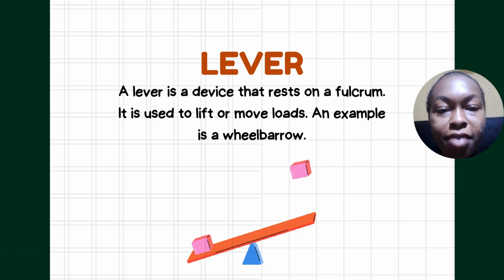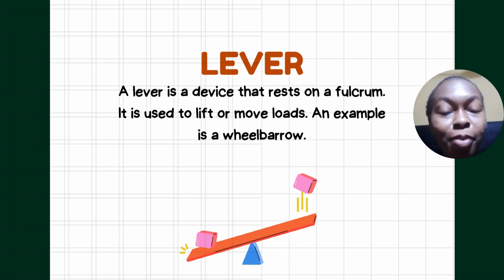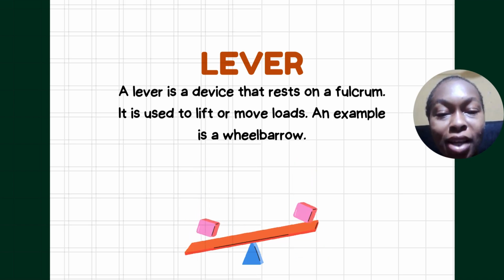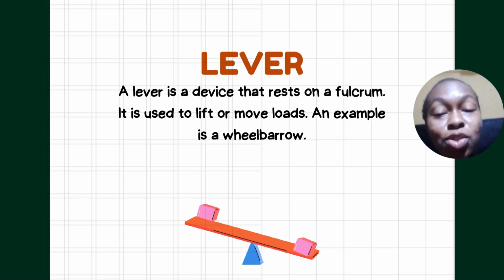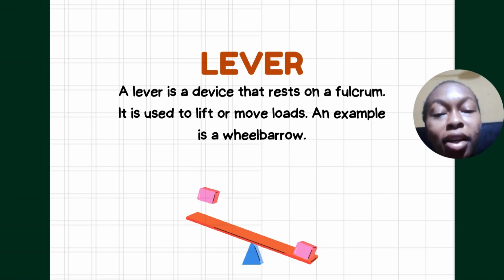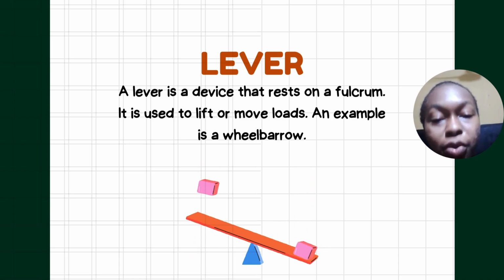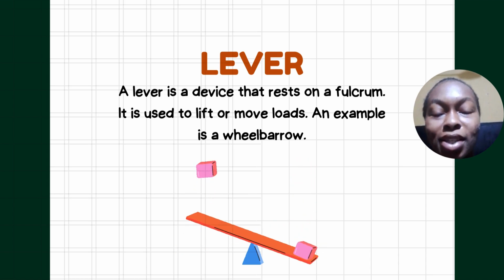Levers. A lever is a device that rests on a fulcrum. It is used to lift or move loads. A very good example is your wheelbarrow. Now, a wheelbarrow has wheels, it has a handle, and it has the container that is used to keep or store things. Now, the fulcrum is the wheel that helps in pushing the load being placed in a wheelbarrow with the help of the handle. So that is an example of a simple machine.